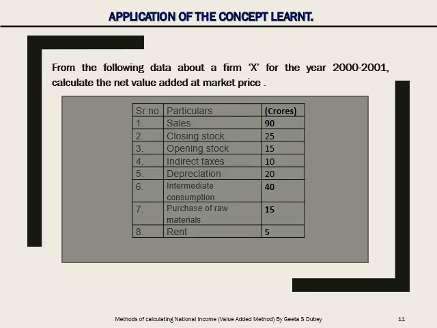Children, keeping these precautions in mind and the concept of calculation of national income by the value added method, let's apply them and solve a question. As we can see on the screen, a numerical states the data about firm X for the year 2000-2001. Let's calculate the net value added at market price. A series of data is given with figures. They are sales, closing stock, opening stock, indirect taxes, depreciation, intermediate consumption, purchase of raw material, and rent.